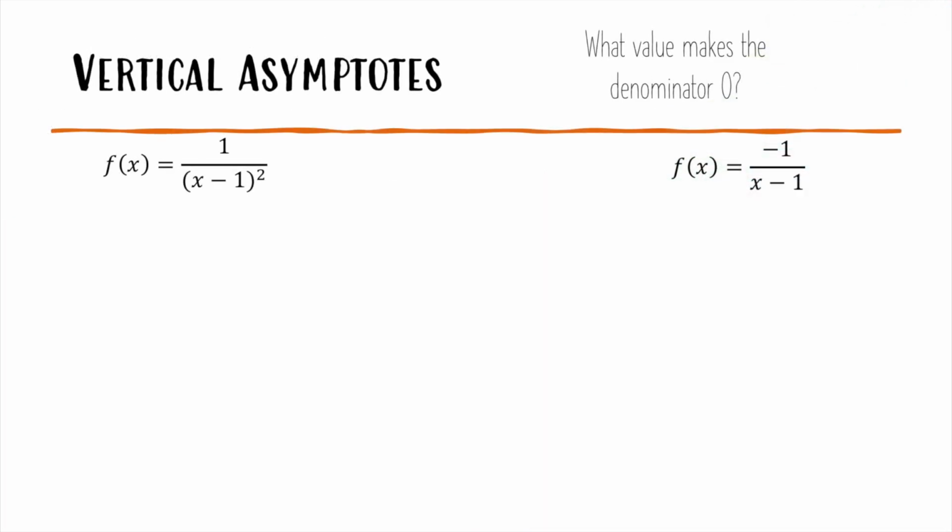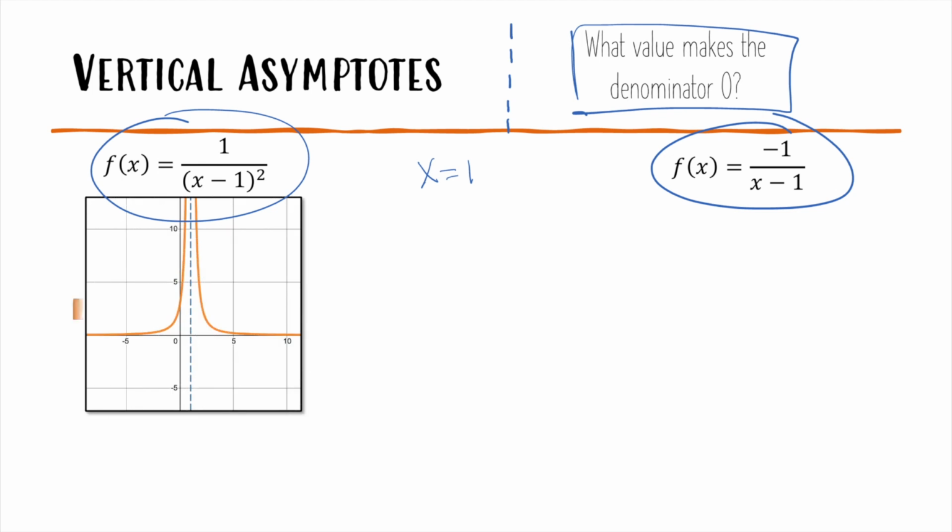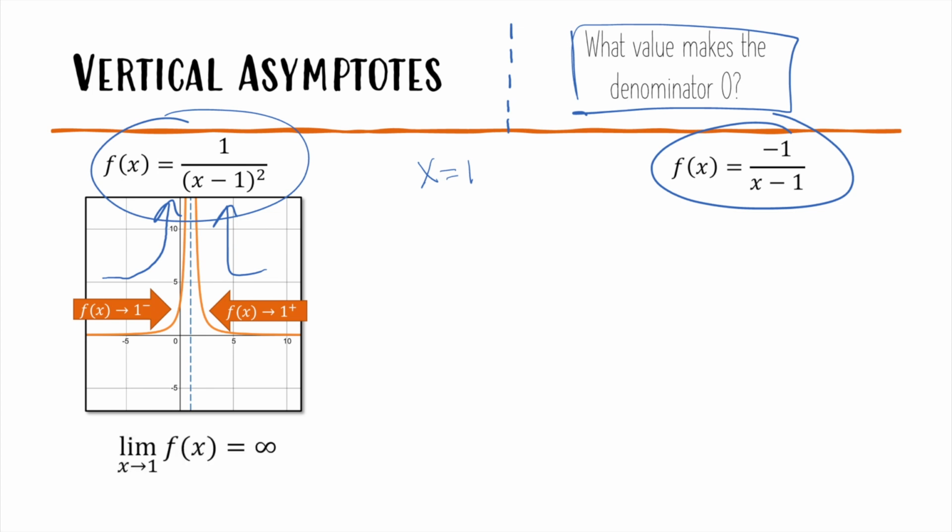Remember vertical asymptotes? Those are vertical lines that happen at some x value that makes the denominator of a rational function 0. So for both of these functions here, what makes the bottom 0? Well, at x equals 1, we would get a 0 denominator. But they're different graphs, so let's see what's going on. In this first one, if you look at the graph from the left, the graph is going up to infinity. If you look from the right, the graph is going up to infinity.